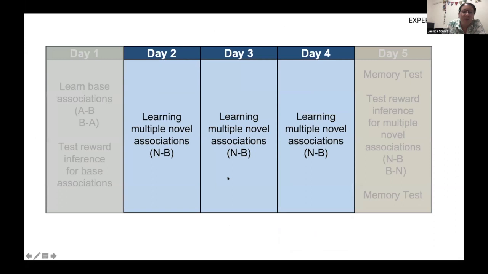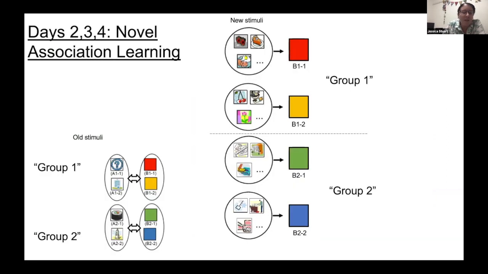So on the next 3 days, they're just going to come in and learn novel associations. They've already learned the old stimuli on the left, group 1 and group 2. And now we're going to teach them a bunch of novel stimuli are related to B1, and a bunch of other novel stimuli are related to B2. So if they can use categorization, they might realize that this means they belong to group 1 or 2, but we're not showing them both of the B stimuli for each group.